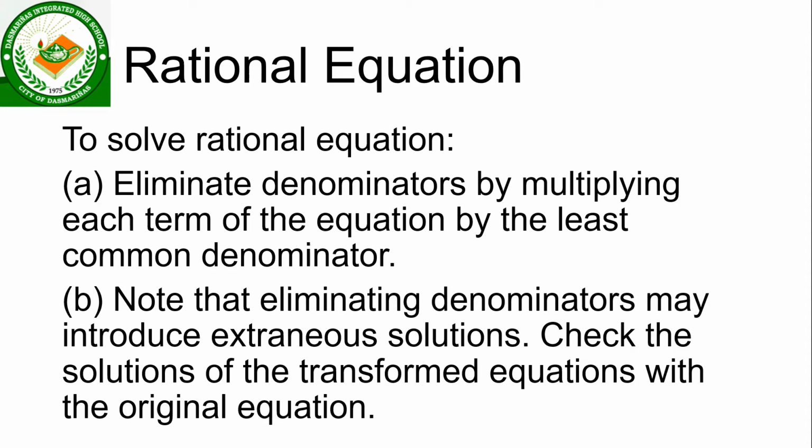Now, how to solve a rational equation? To solve a rational equation, first we must eliminate the denominators by multiplying each term of the equation by the least common denominator. So we must know how to find the LCD of rational expressions. And the second one is we must take note that eliminating denominators may introduce extraneous solutions. So after solving, we must check the solution of the transformed equation with the original equation, because sometimes the solution that we obtain may lead us to undefined.